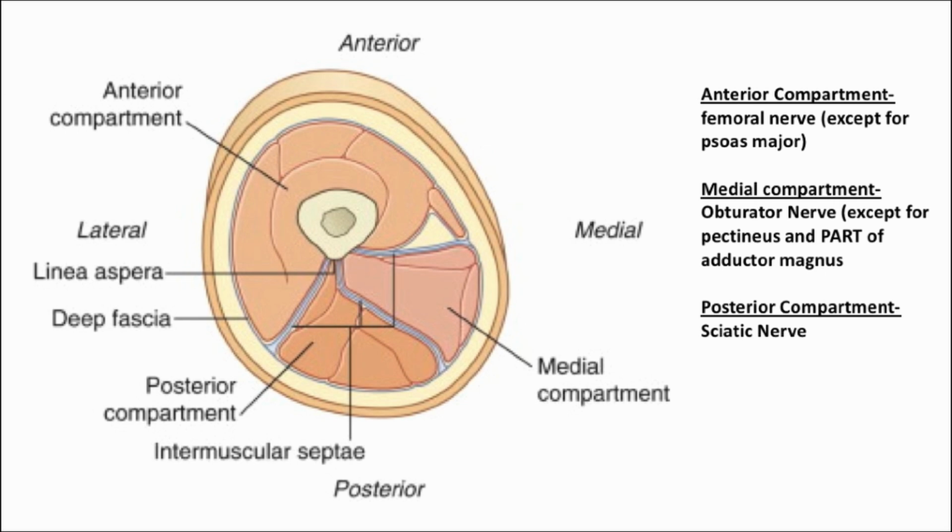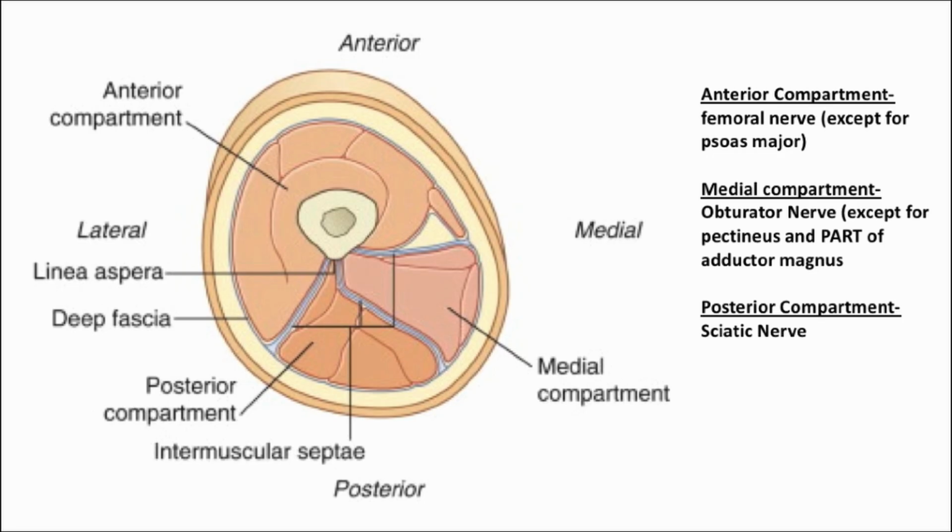Medial compartment of the thigh contains 6 muscles. What are they? Gracilis, pectineus, adductor longus, adductor brevis, adductor magnus, and obturator externus. So mostly they are the adductor muscles, right? And of all these muscles, all of them except for pectineus, which is innervated by the femoral nerve, and part of the adductor magnus, right?